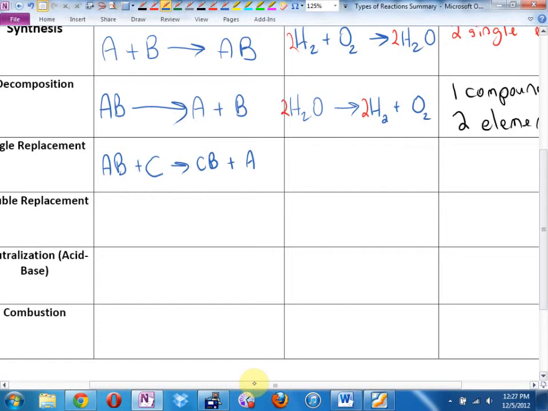As an example, the one that we gave was sodium iodide plus fluorine became... What's going to swap? Let's see. The key to figuring out what's going to happen is this one here. Metal or non-metal? Non-metal, it's going to bump the non-metal. So is it going to bump the Na or the I? It's going to bump the I, and it's going to become NaF plus I2.